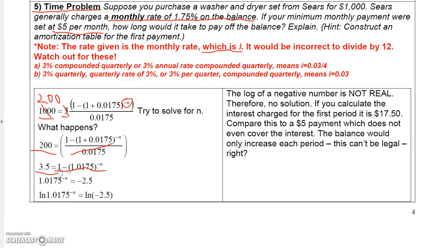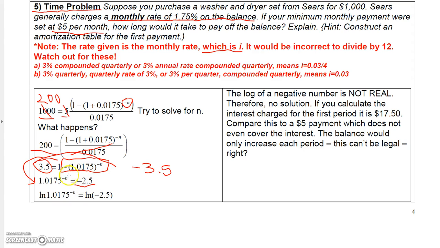Okay, now I want to get this exponential term to the other side. Well, it's a minus term, so if I move it to the other side, it changes to a positive term. So that's positive 1.0175 to the negative n. It doesn't change the exponent. And then when I take this 3.5 and move it to the other side, I get a minus 3.5. So what I end up with is 1 minus 3.5, which gives me negative 2.5.